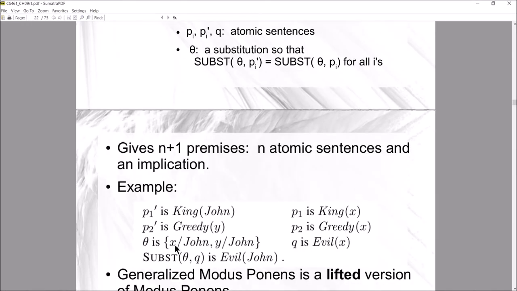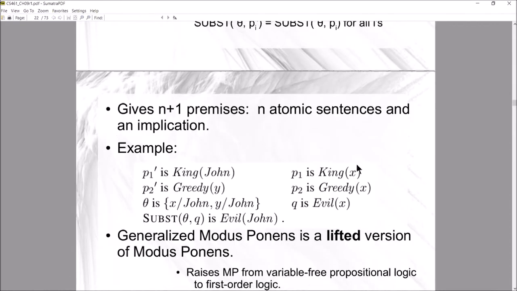And so if we substitute John for X, we get King John as part of the conjunct, and we already have the sentence King John in the knowledge base. We substitute John for Y, then we get a sentence greedy John. And then if we substitute John for X in greedy X for that conjunct, then we got matches. And so then, logically speaking, it holds that you can assert your conclusion that John is evil. Right? So this is an example, as I was saying, of generalized modus ponens, as it's called.